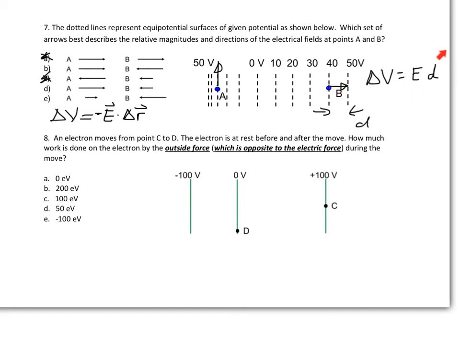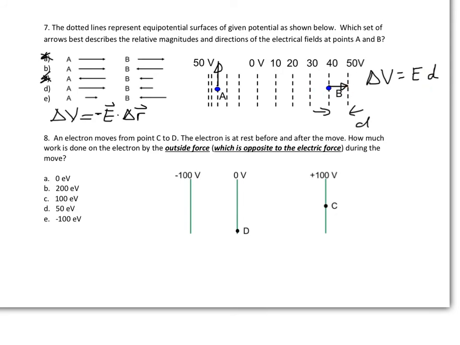So this formula right here is really useful to think about, because this will apply for the electric field. It gives you a formula that relates the electric field magnitude to the difference in potential between surfaces, and it's related to the spacing between the equipotential surfaces.